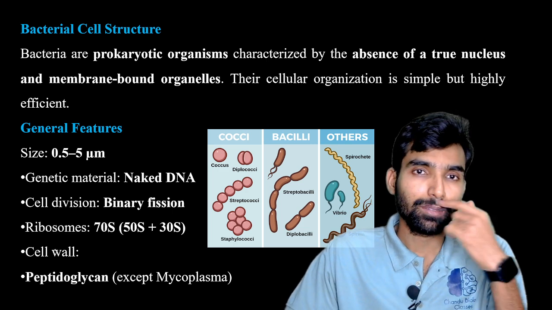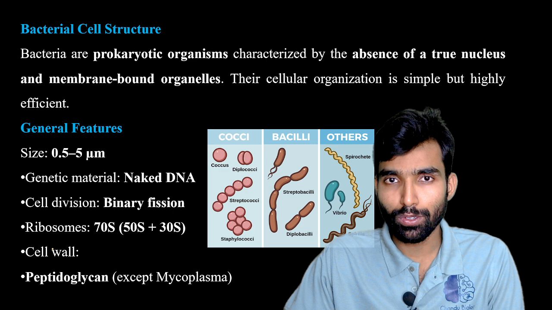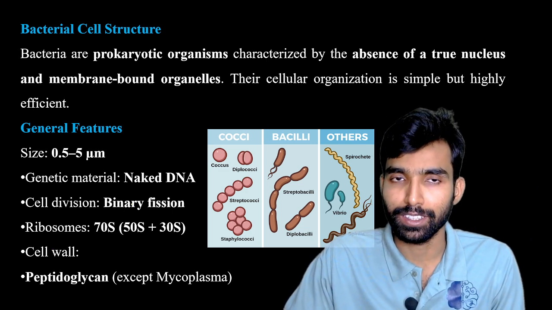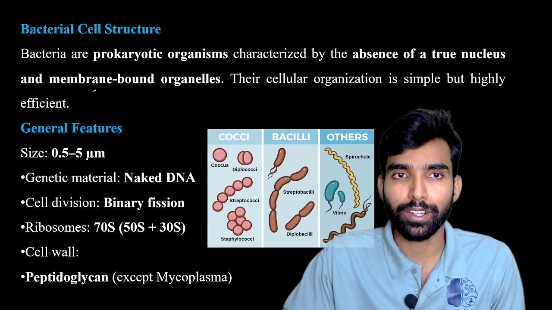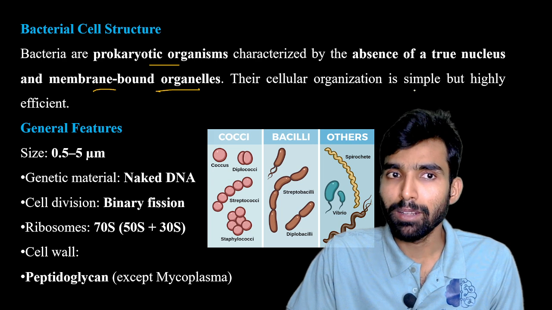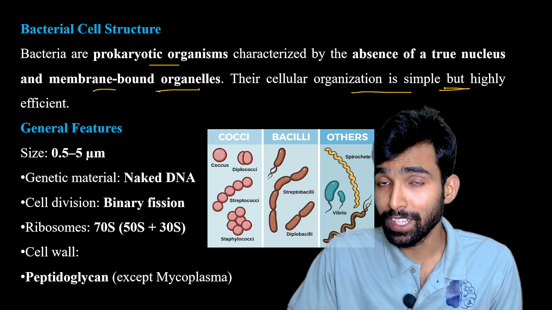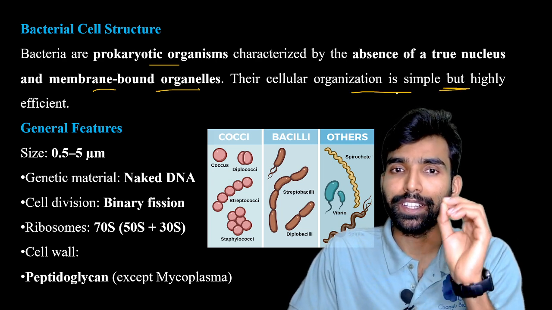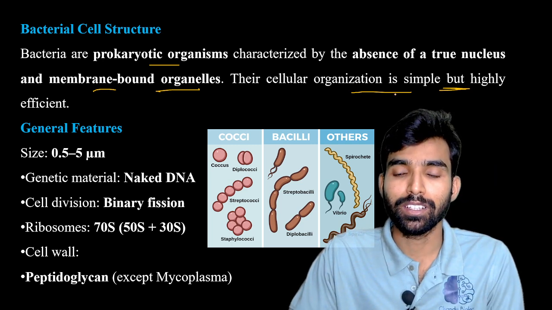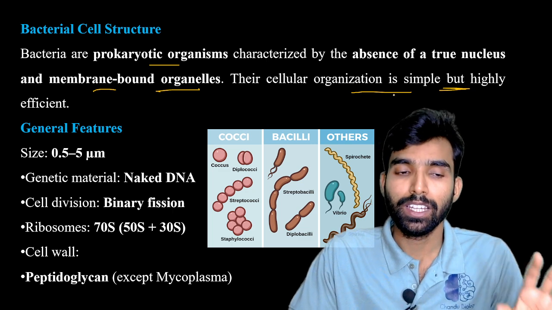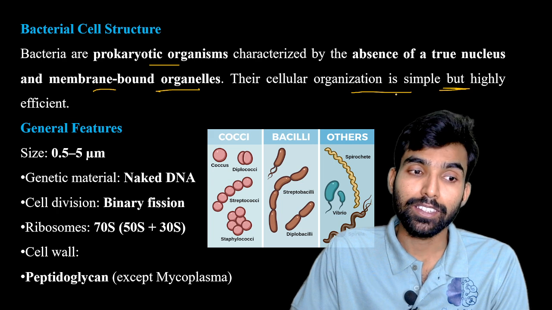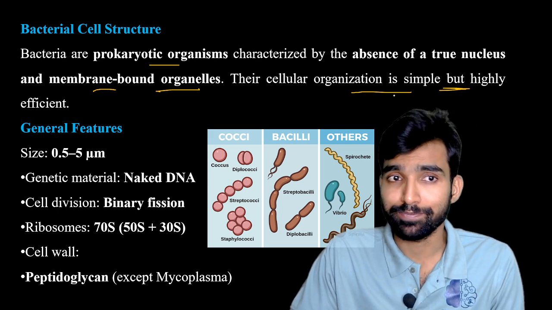Okay, so bacteria are prokaryotic organisms, as all of us know, and are characterized by the absence of a true nucleus and true membrane-bound organelles. That's the main difference between the prokaryote and the eukaryote, right? And their cellular organization is simple but highly efficient. Yeah, that's a very important word actually. The bacteria are very tiny but are very smart, right? Because whatever we are doing, let's say we are producing our protein, like our cells are making our protein through translation and all these things, bacteria are also doing the same thing in a very smart way.